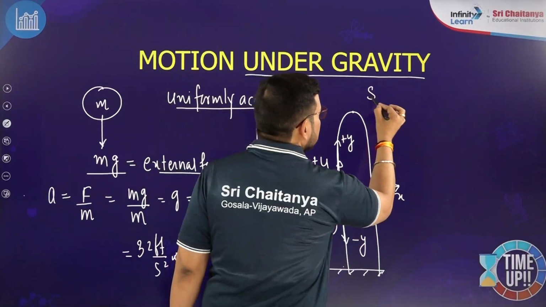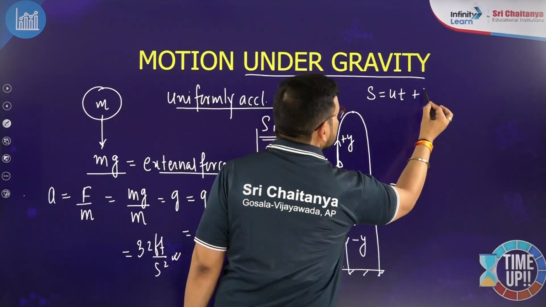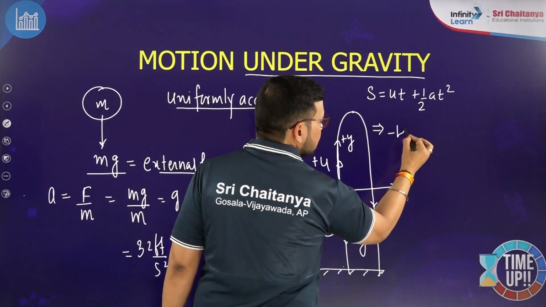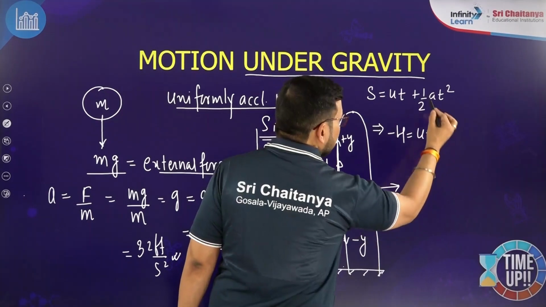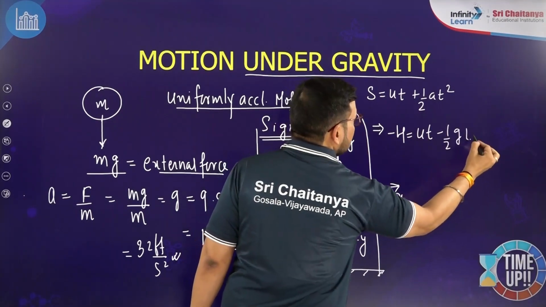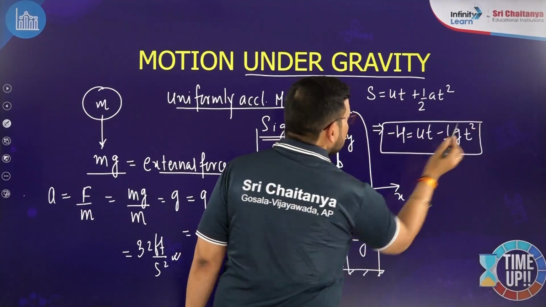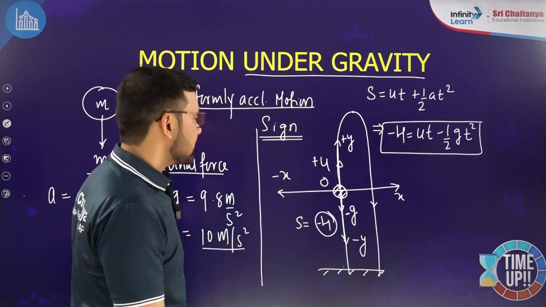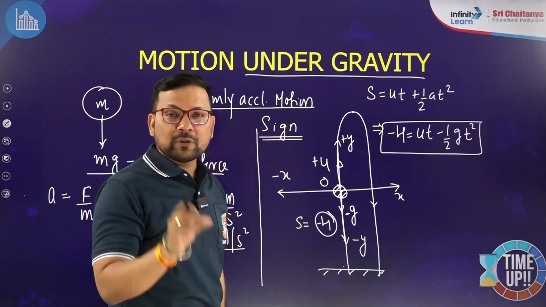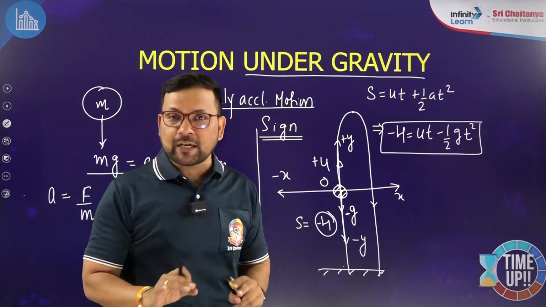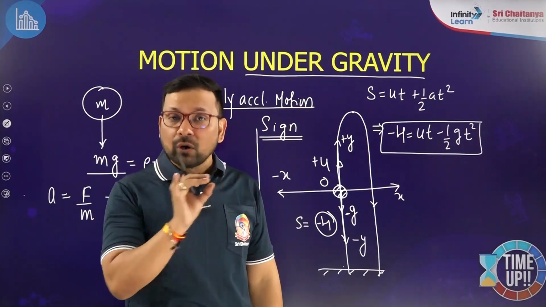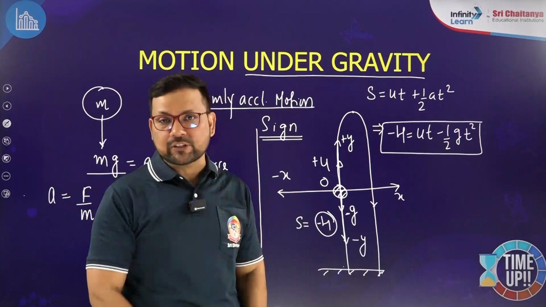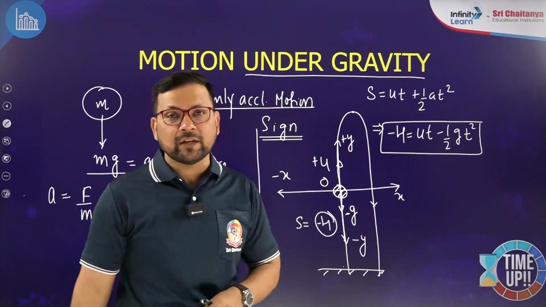And then if I am writing s equal to ut plus half at square, then s equal to minus h, u equal to plus u, and a equal to minus g, t square. This is the way of writing the equation, and that equation we have to solve to find any unknown that the question is giving us or asking us. So that sign convention you have to take into account. Always keep in mind there is no sign for g only. Sign is always for all the vectors according to the axis or according to any convention that is given in the question. Not given, then general convention according to axis we have to take.